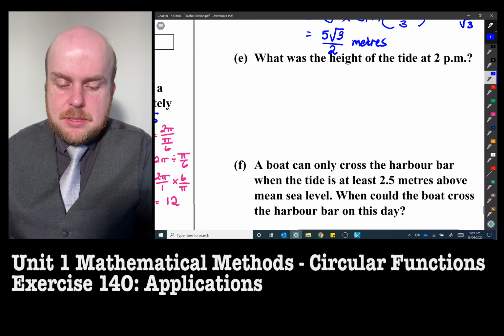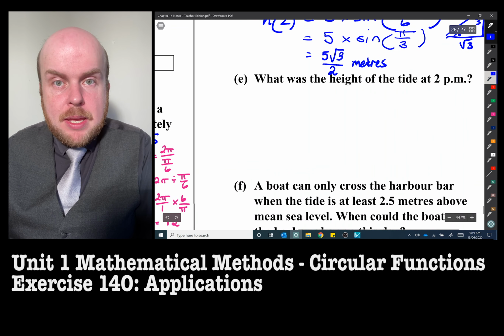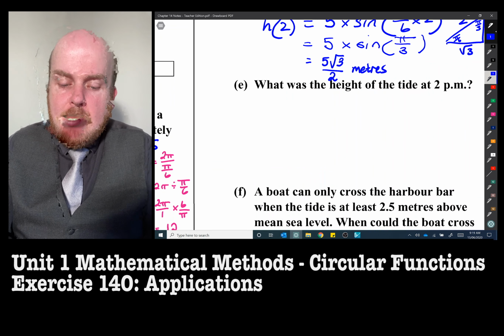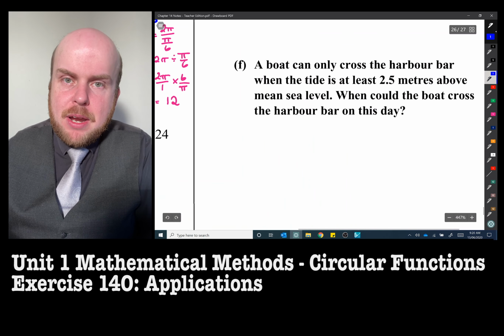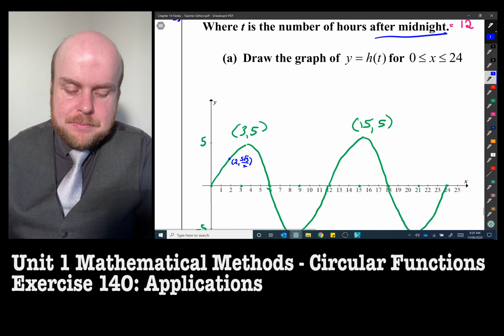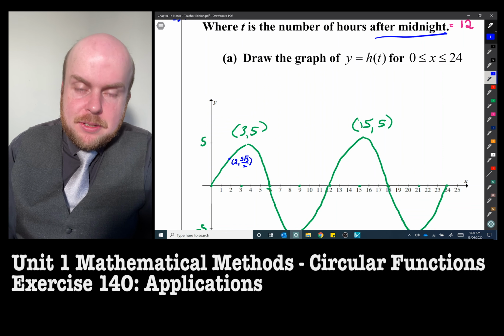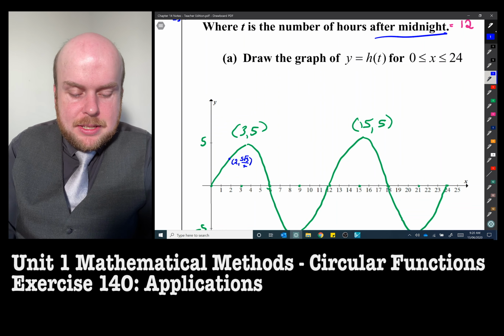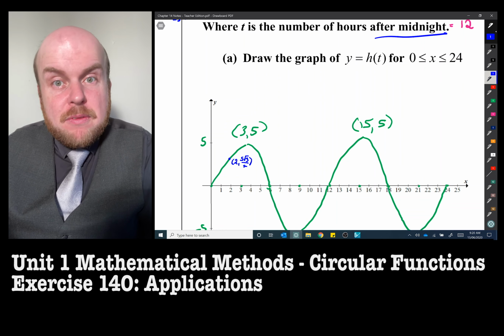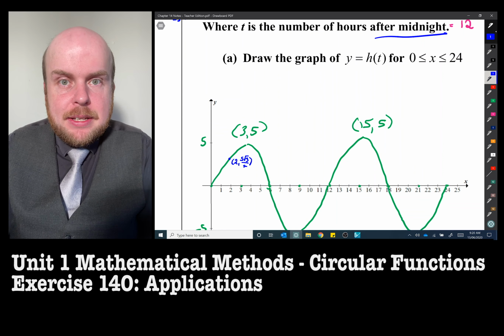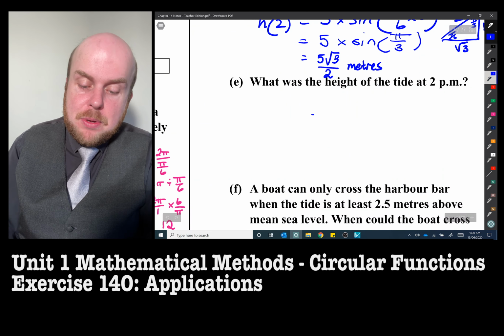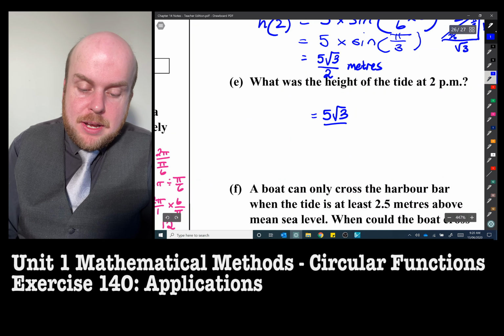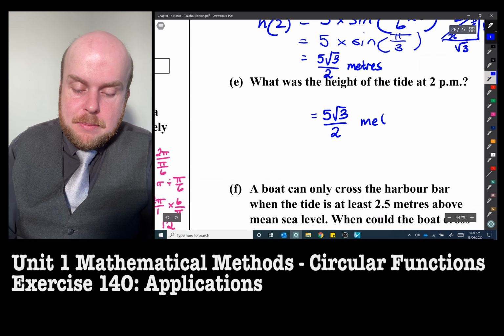The next question says, what was the height of the tide at 2 p.m.? Now, as you know, that's 14 hours after midnight, and you would do the same procedure, except now that I've got a graph, I just realized 14 hours is exactly the same spot as 2 hours. Funny enough, it's because it's a period later. The period here was 12, so we don't need to do any working out whatsoever. I can just write 5 root 3 over 2 meters.